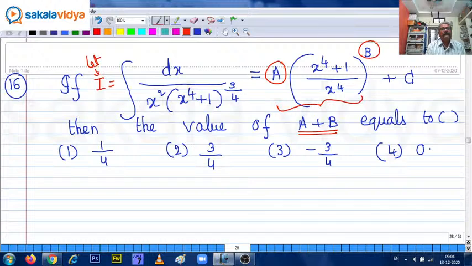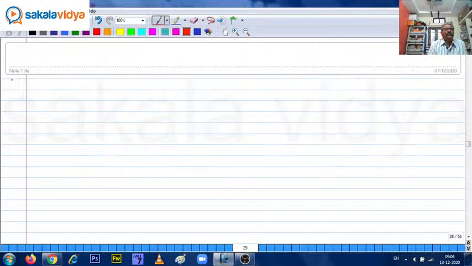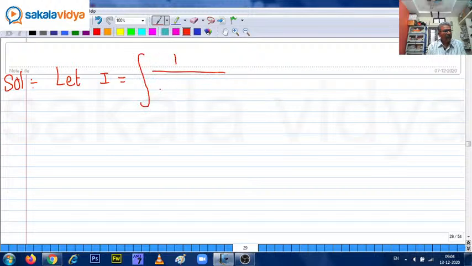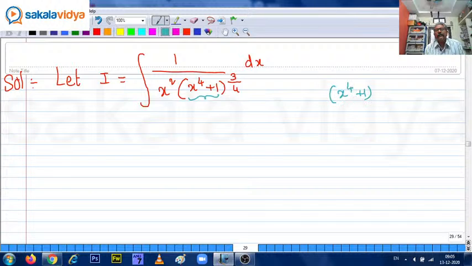Okay, solution. First let us say I equals the integral of 1 upon x square times (x to the power of 4 plus 1) all to the power of 3 by 4 dx. The substitution method needs to be applied here, but before that, from this bracket take x to the power of 4 common. That means x to the power of 4 plus 1, all to the power of 3 by 4. Take x to the power of 4 common. We have (1 plus 1 upon x to the power of 4) raised to 3 by 4.